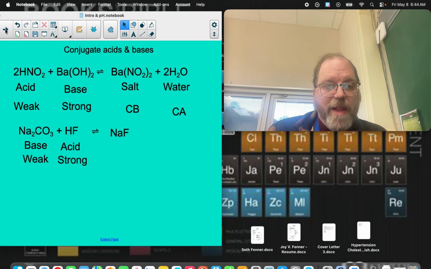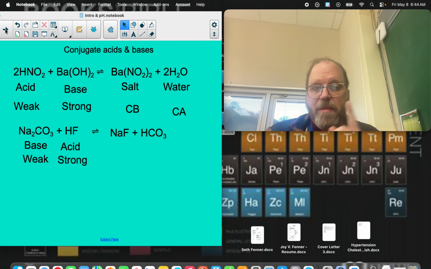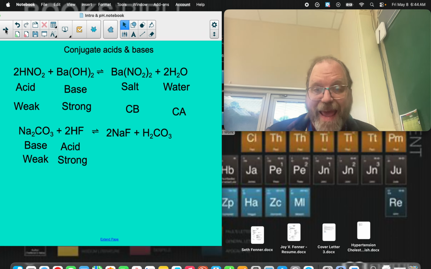Put sodium with fluoride, NaF, +1 -1. H with CO3, +1 -2, so it's H2CO3. Wait a minute, you said there'd be water in there. Well, there is. See, carbonic acid is carbonated water. So once we get carbonic acid, we spontaneously break it into water and carbon dioxide.